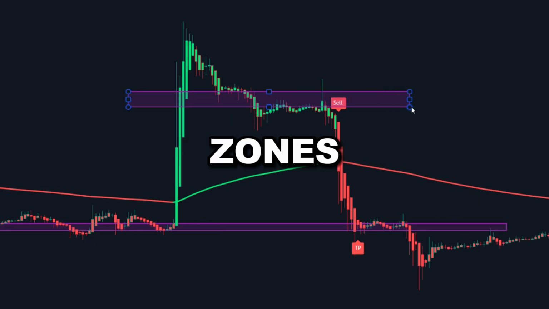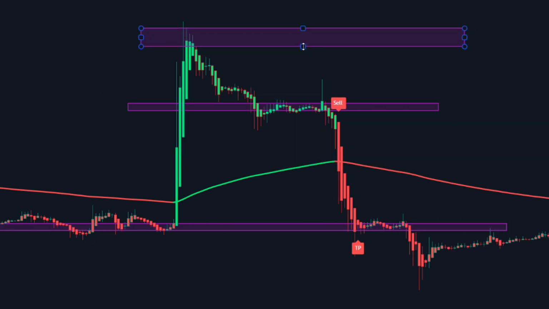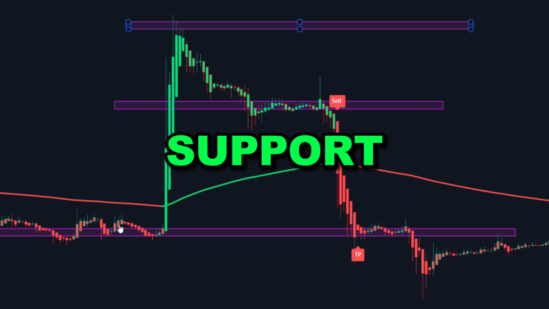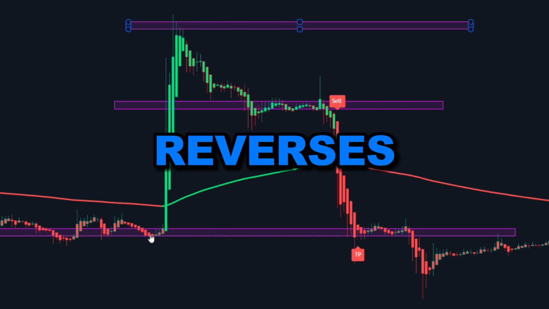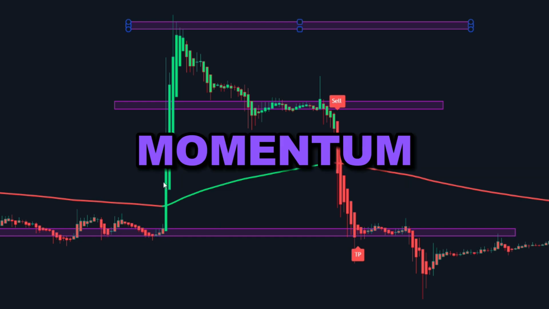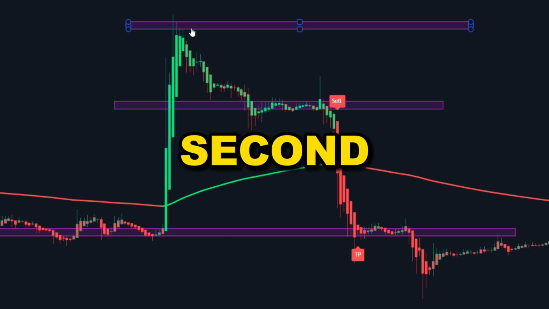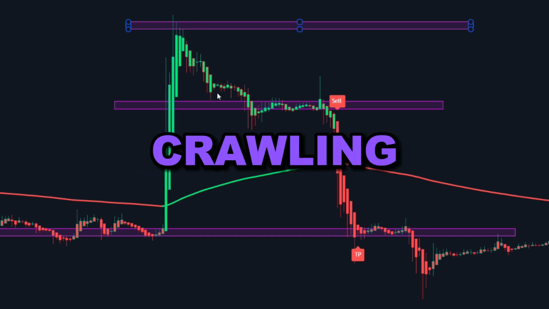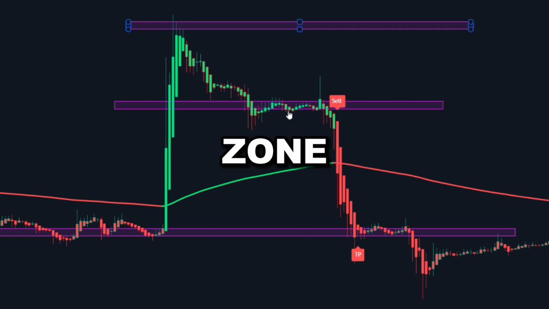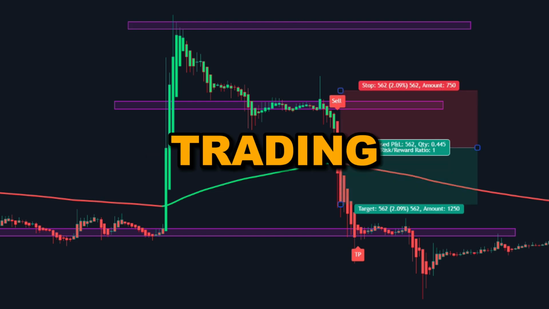Let's try again. We set our support and resistance zones. The chart keeps trying to break through our support zone, weakens, and then reverses in the other direction, with enough momentum to break our first but not second resistance zone. Crawling along our second support zone, prices slowly start to drop. The indicator notices that and sets a sell signal, suggesting trading short.